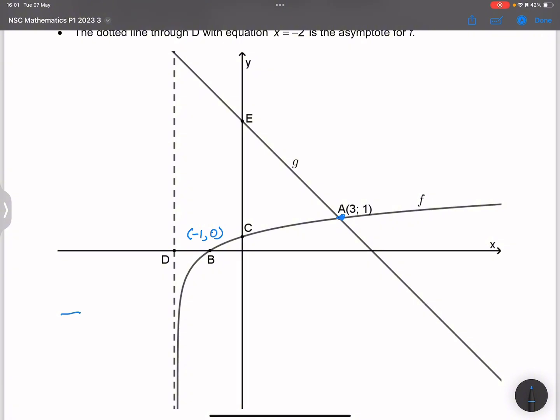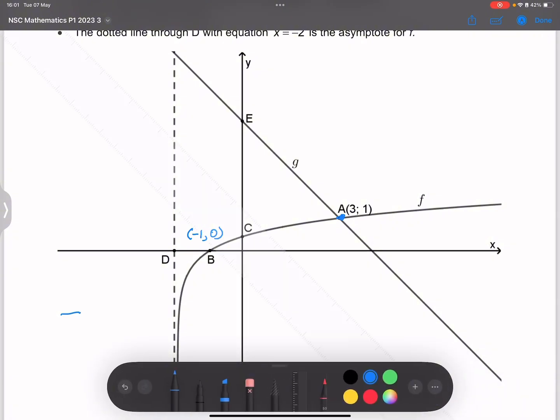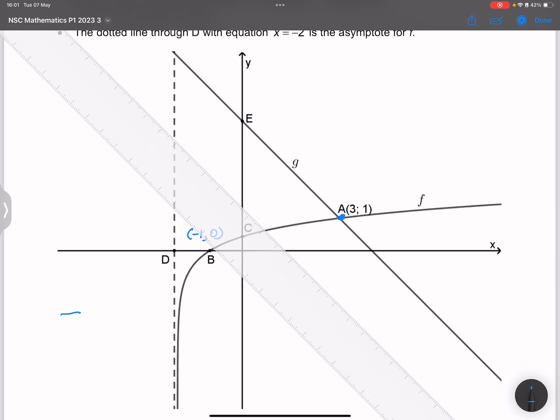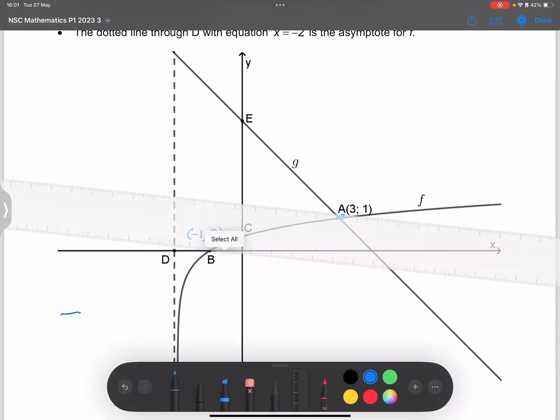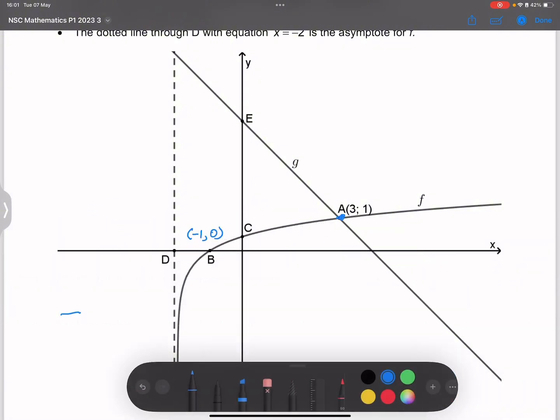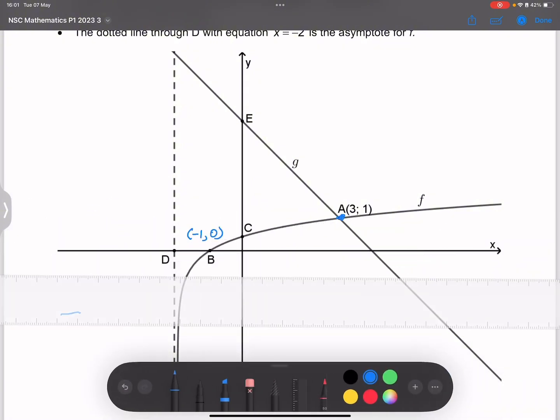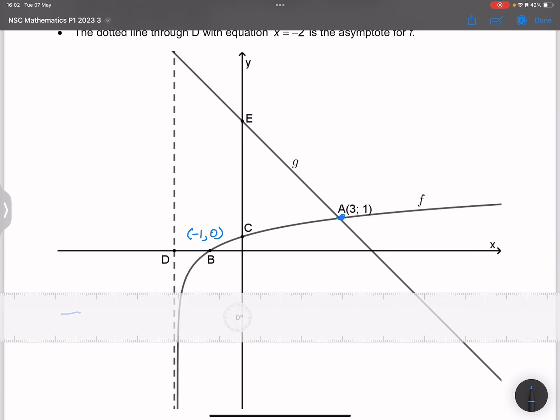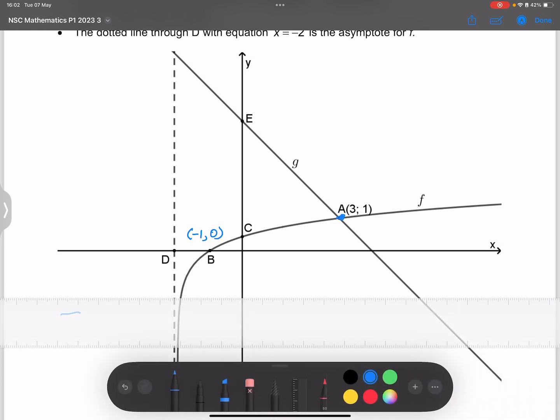So let me just take my ruler there so that it looks a little bit neater. Okay, so there's my ruler disappearing. I'll try. This ruler definitely doesn't want to cooperate. It just keeps disappearing, doesn't it?